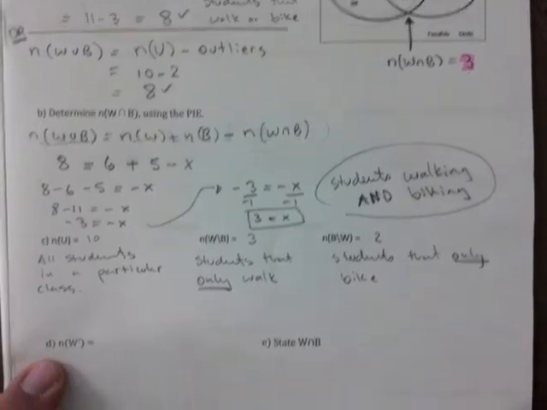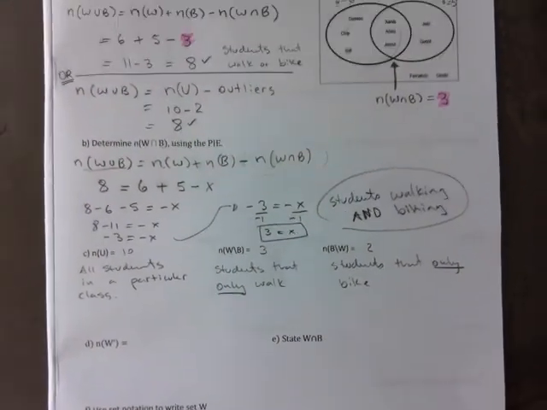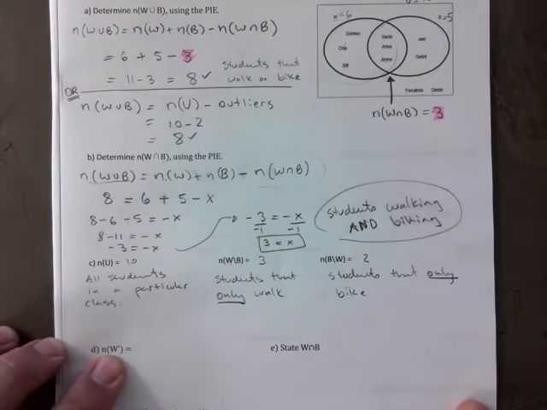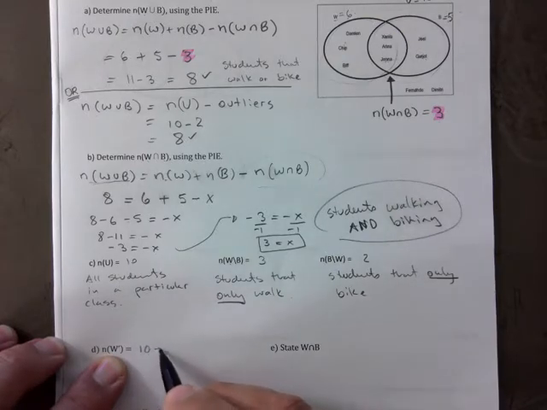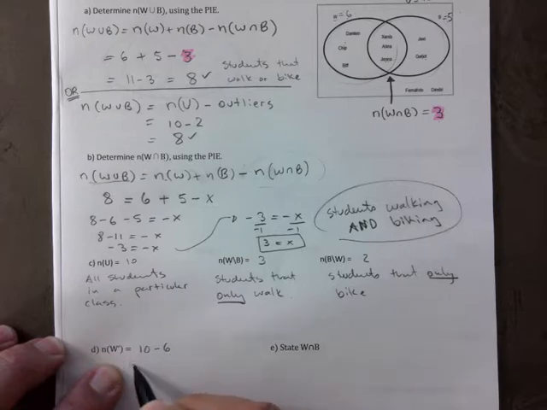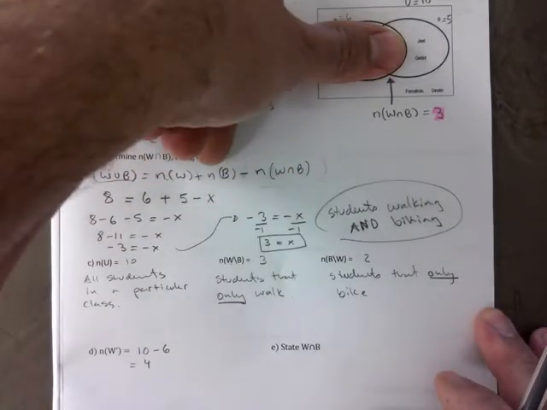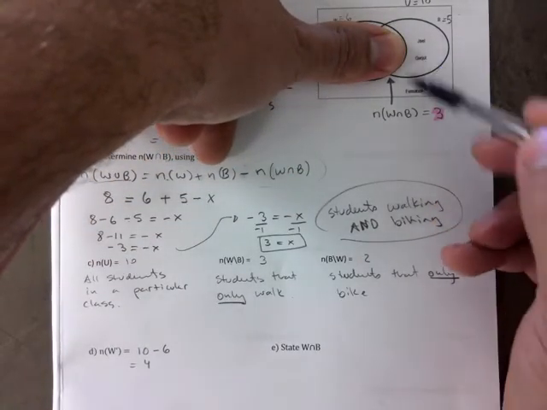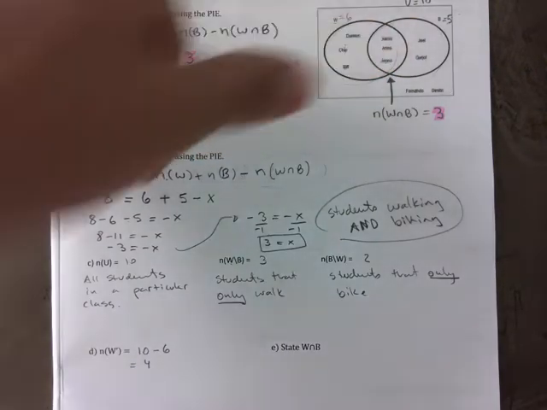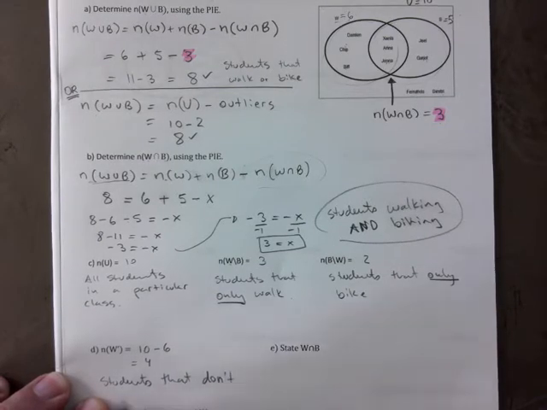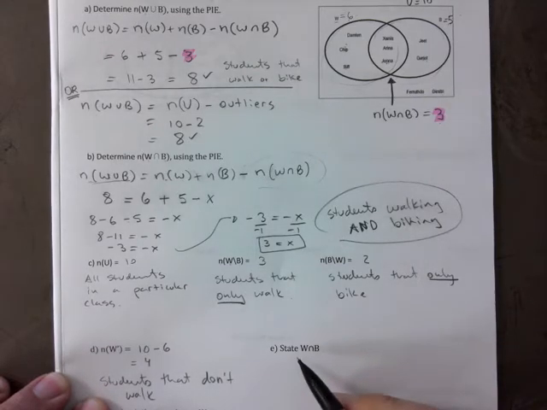Okay, and then let me zoom out because I'd like you to see the Venn diagram as I'm filling this out. So the number of students that are not walking, remember I told you to take the universal set and subtract all the students that walk, and we have 4. If you cover up walking, you end up including the outliers. All of those would be considered non-walkers. So students that don't walk. That's all we know when it's stated like that.